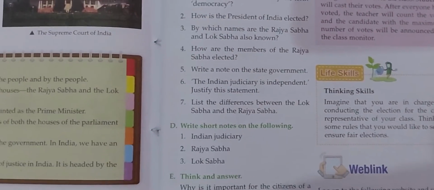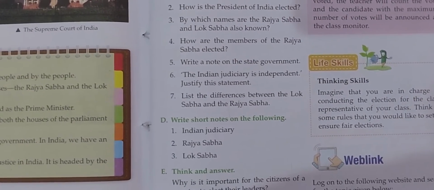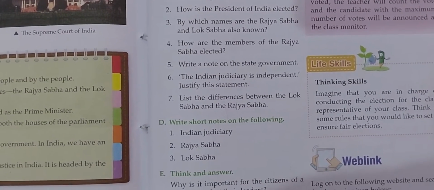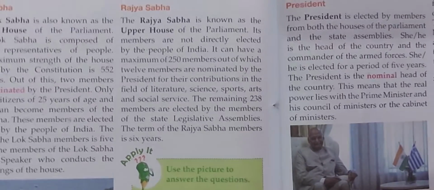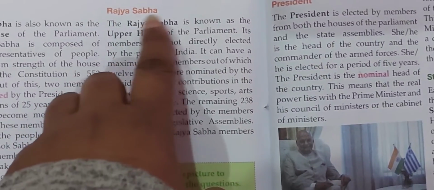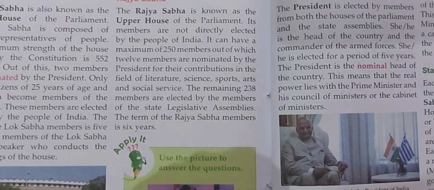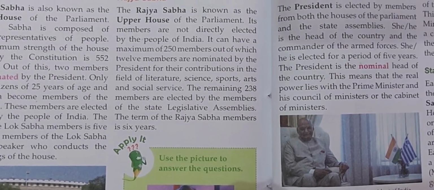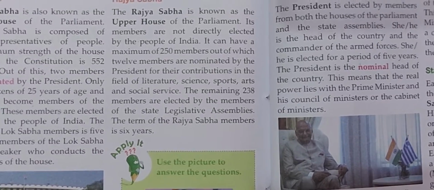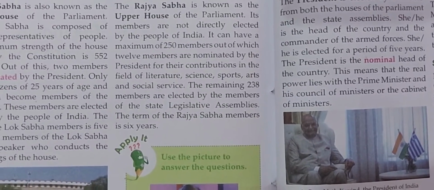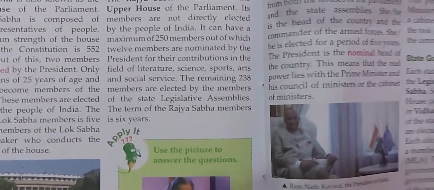Then we have question number 4. How are the members of Rajya Sabha elected? For this you can go to page number 116 again. Under the heading of Rajya Sabha, you can know how the people are elected. Some are nominated by the president, and others are members who are elected by the people by casting their vote.